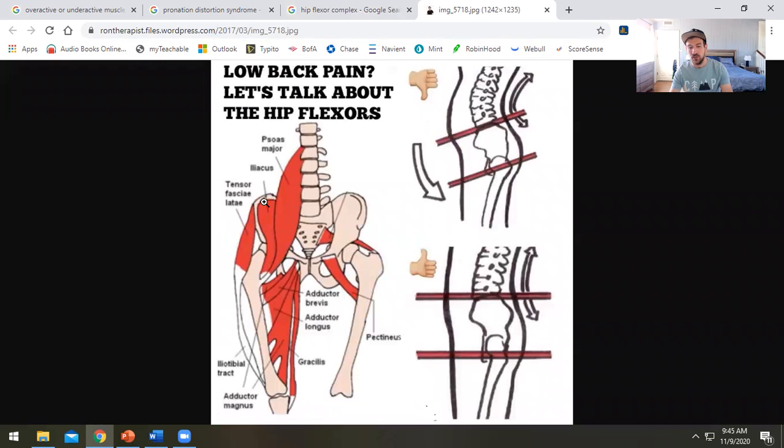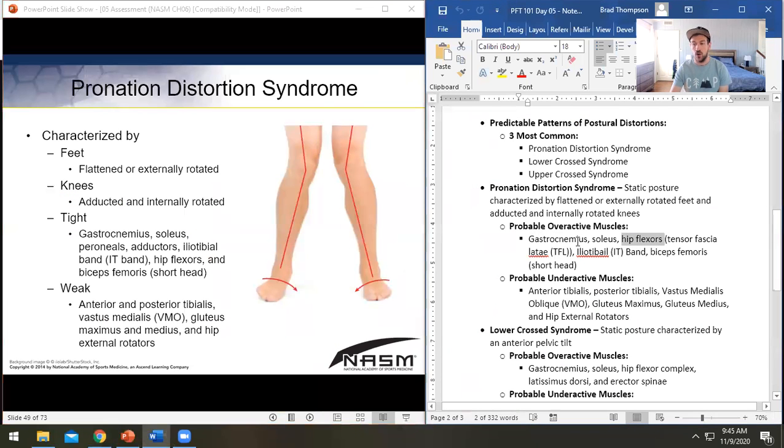This tensor fascia latae, the TFL and the IT band, which the IT band runs along and grabs the bone here, which is why it's causing that rotational movement. So it does say hip flexors, which is accurate because it is the hip flexors, but the big ones, guys, are going to be the tensor fascia latae, that's your TFL, and your IT band, which is still kind of part of that tensor fascia latae.